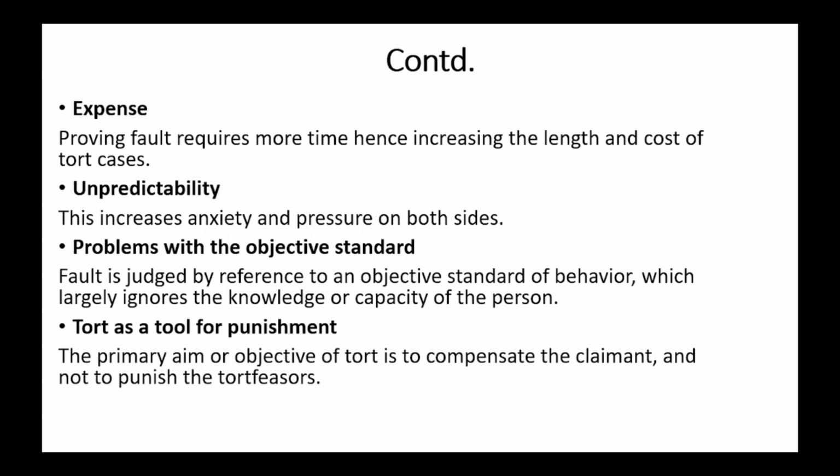Problems with the objective standard. Fault is judged by reference to an objective standard of behavior, which largely ignores the knowledge or capacity of the person. And then we have tort as a tool for punishment. We all know that the primary aim or objective of tort is to compensate, and definitely not to punish the tortfeasor.